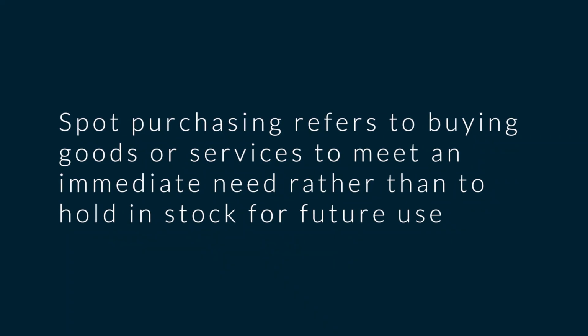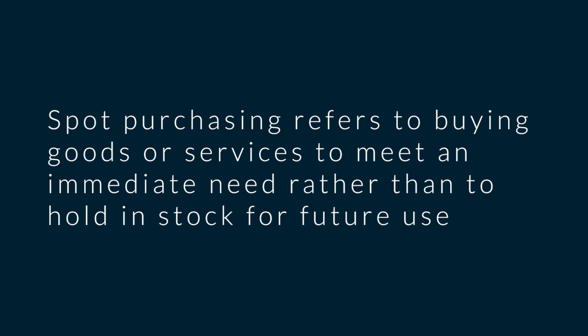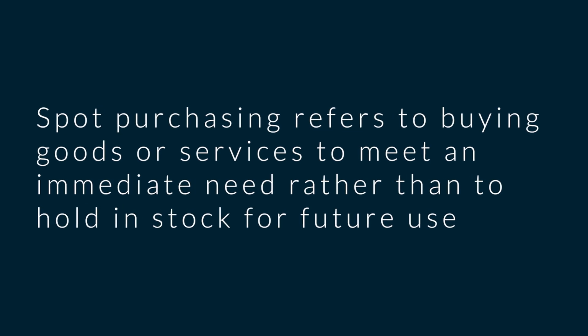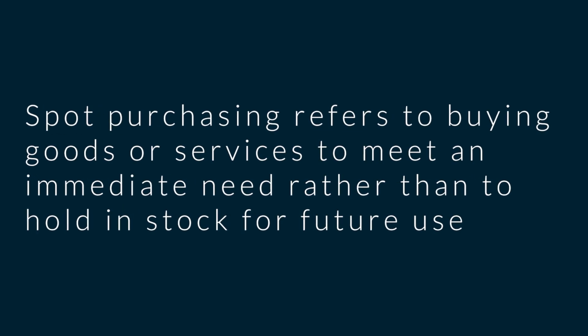Now let's talk about the first type of commercial agreement. Remember, the whole idea is identifying types of commercial agreements. So the first one in this case is going to be spot purchase, okay? Or spot purchase contracts, if you think of it from that perspective. Spot purchasing refers to buying goods or services to meet an immediate need rather than to hold in stock for future use. So the idea is that you are in procurement, or you're doing a business and then you run out of something. And now what are you going to do?